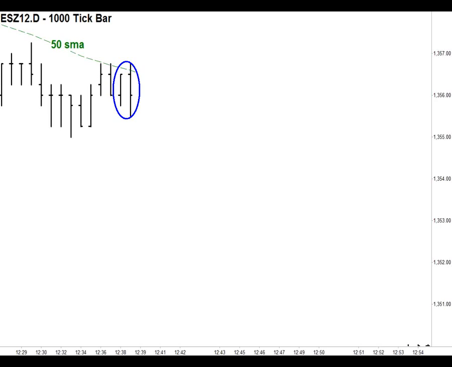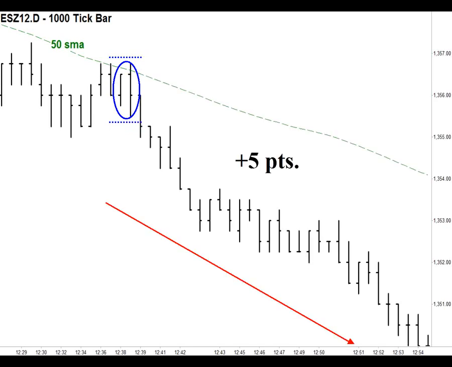But which direction? Well, we just want to put our brackets over the outside bar's range. That's the second bar here. And in the next two bars, we have to break one of these to give us a clue as to which direction we're most likely going to be going. Well, as you see here, on the very next 1,000 tick bar, we broke the bottom portion. So that was our clue that most likely we're going lower on a short-term trend change. And guess what happens? Quick 5 points to the downside on the E-mini.